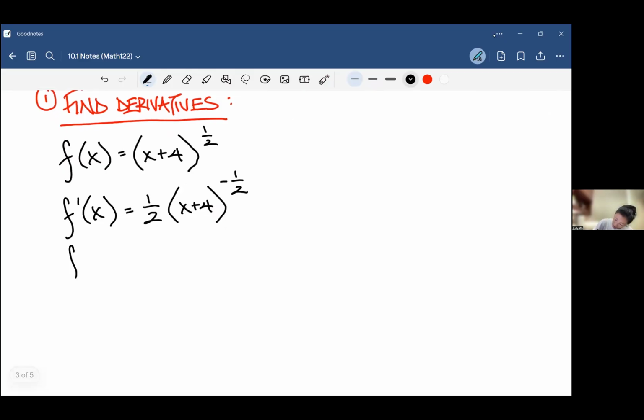Okay. All right, f double prime of x. I'm going to take this negative 1/2.